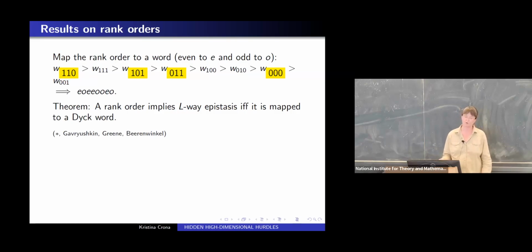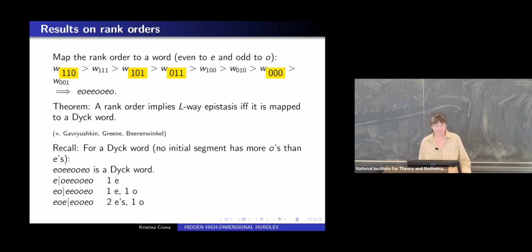We can also, of course, change the rules of E's and O's. And if someone has forgotten what a Dyck word is, it just means that you read from left to right and count the number of E's. You should always have at least as many E's as O's.